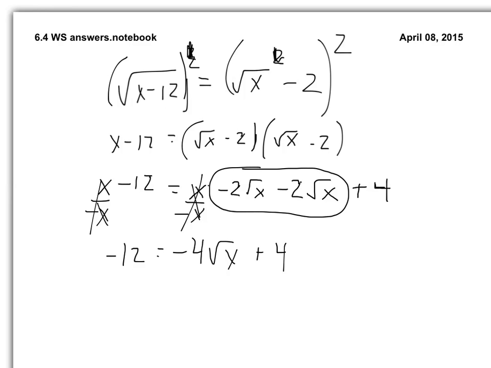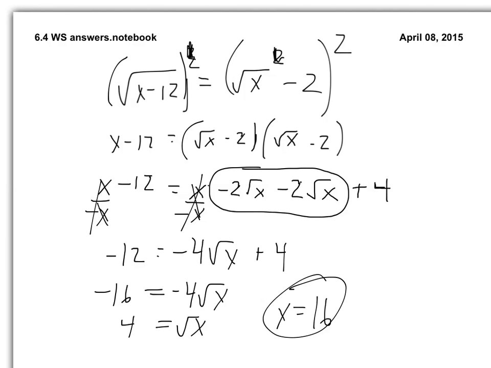So let's subtract 4 here now, and we get negative 16 equals negative 4 times the square root of x. Divide by negative 4, and we have the square root of x is equal to a positive 4. So then x gets us back to 16. Okay, and that's our answer. It works here. It works up there. It makes the original equation true.